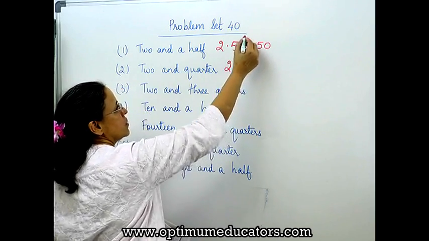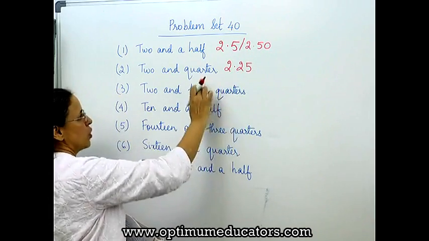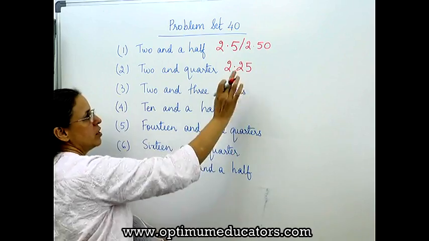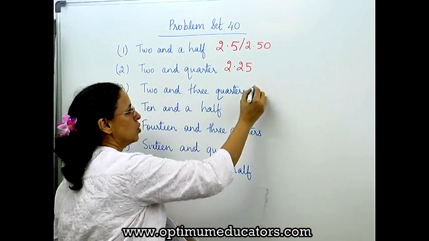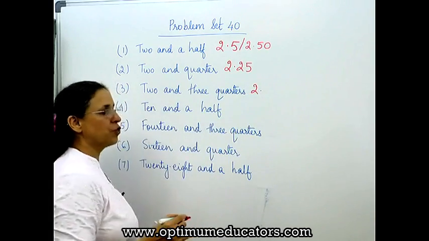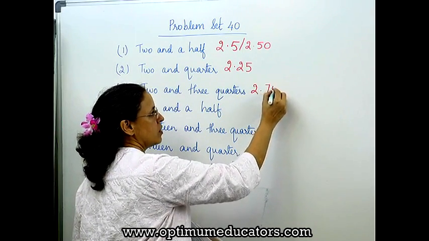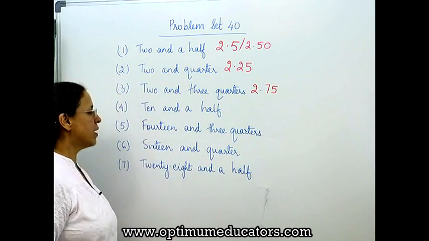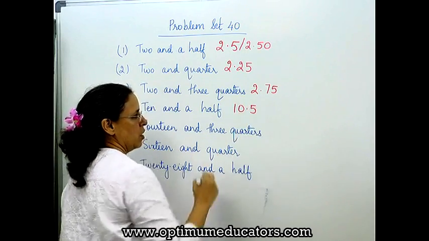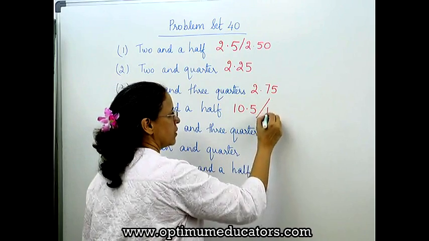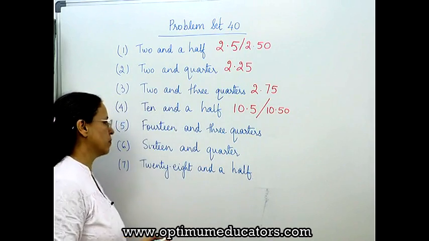Okay? So it is the same thing. You can write it as 2.5 or you can write it as 2.50. So 2 and quarter is 2.25 यानी 100 में से 25. 2 and 3/4. So the 2 is the whole number and 3/4, that means 25 multiplied by 3 will give us 75. 10.5 we will write as 10.5, or if you feel like writing it as 10.50, then also it is the same thing.